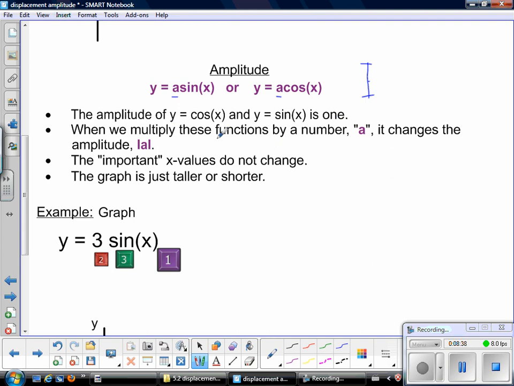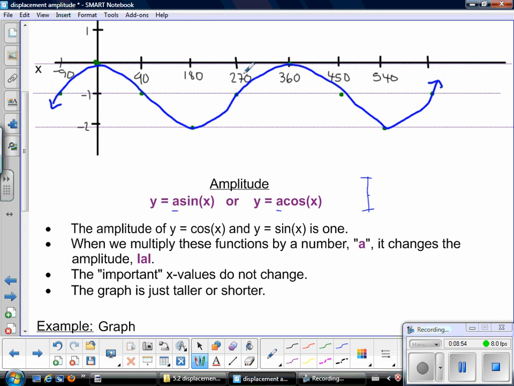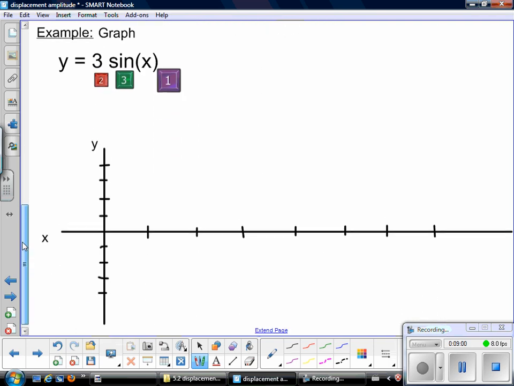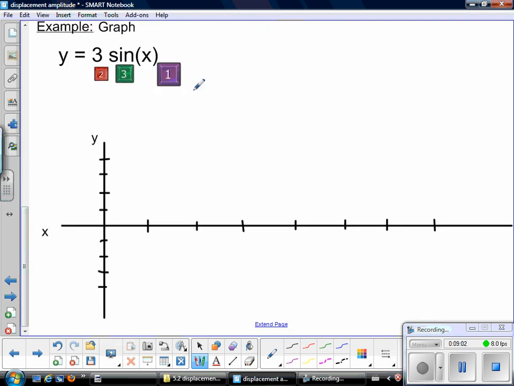But when we multiply these functions by a number, such as a, it changes our amplitude, and that's not an L, that's an absolute value sign. So the important x values do not change. They still happen at 90, 180, 270, 360, 450, 540, and on and on. However, the way I do it is the exact same way.